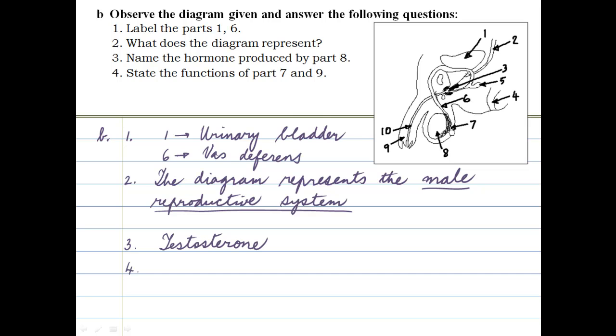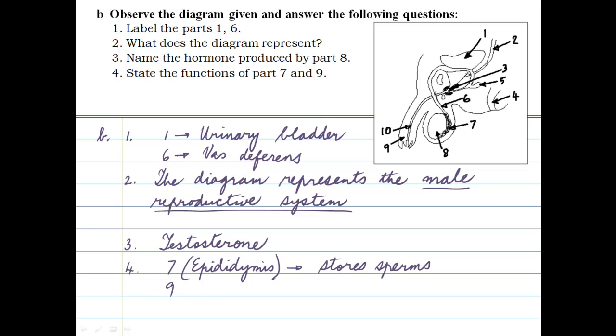7 is the epididymis. So you can mention over here 7 epididymis. Since you're aware of what it is, it stores the sperms. It's the place where the sperms are stored and where they undergo maturation. But the question is the function. So you need to make it a verb. It stores the sperms. And the next one is part 9.